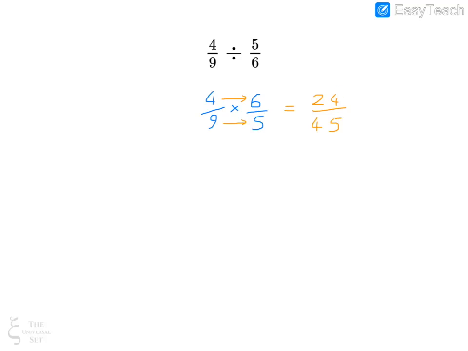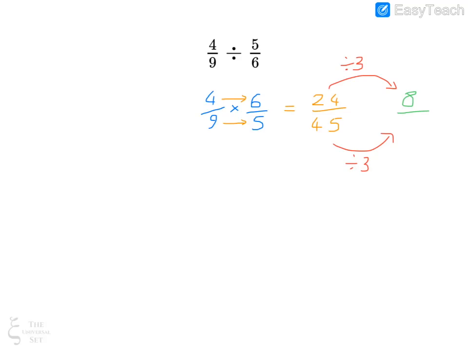Now we need to check, is there any common factors between 24 and 45? And the answer is yes, there is. These are both in the 3 times table. So I'm going to have to divide on the top by 3, divide by 3, and divide on the bottom by 3, divide by 3. How many 3's make 24? 8 of them. How many 3's make 45?